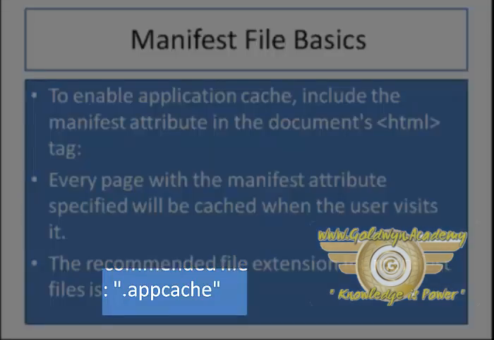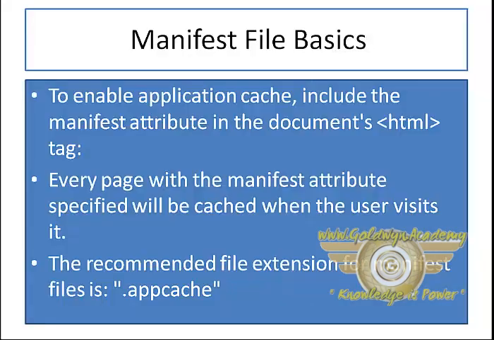The recommended file extension for the manifest file is .appcache. So as I mentioned in the previous file, we have named it demo.appcache. So this is the extension. Also, the web server needs to be configured for that MIME type.